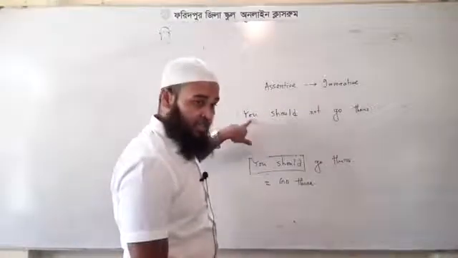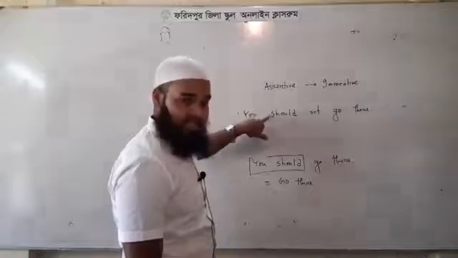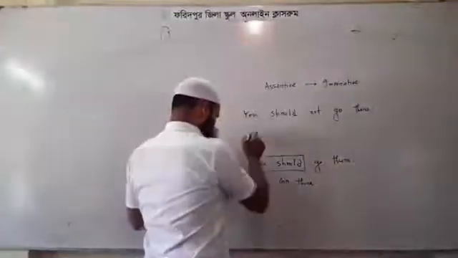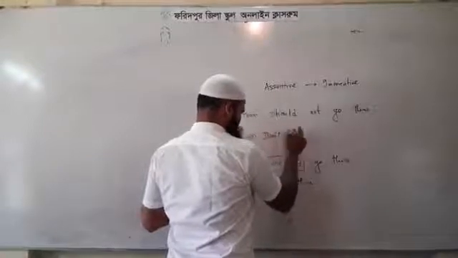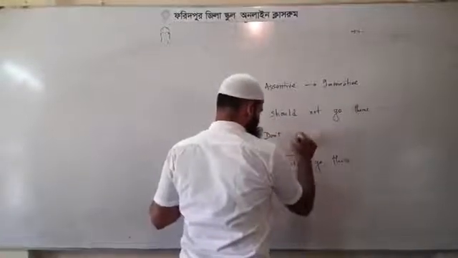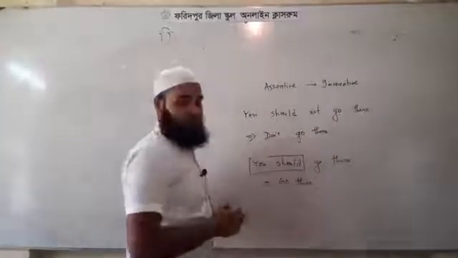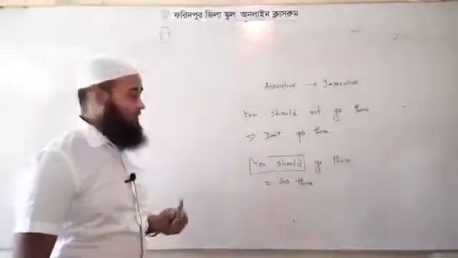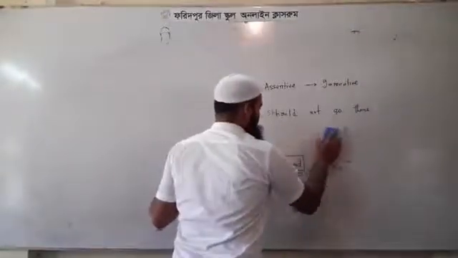I mention it again. If the statement begins with second person and if it is negative, we have to use don't. We have to use don't to make it imperative. Don't go there. So my dear students, I will give you some exercise to solve. Try to solve it carefully, please.